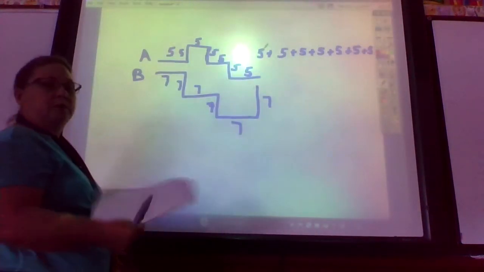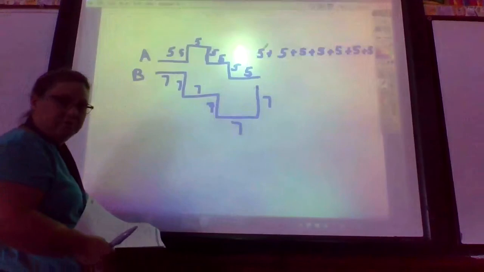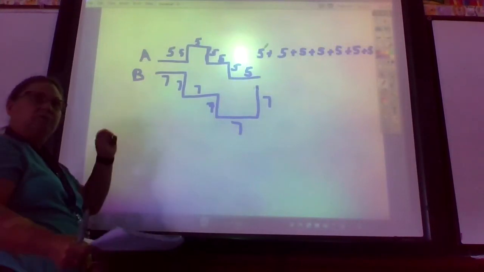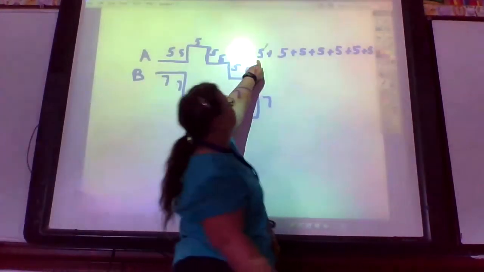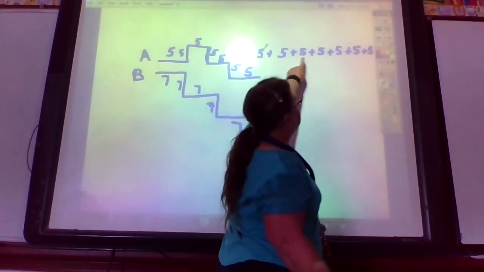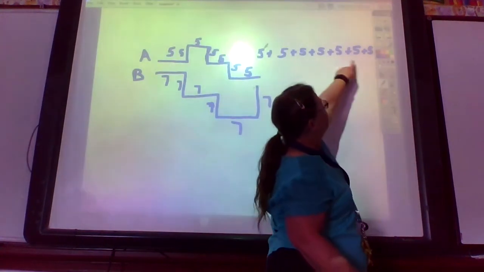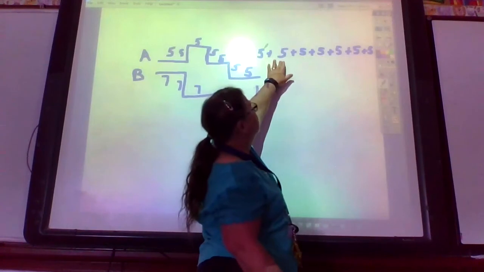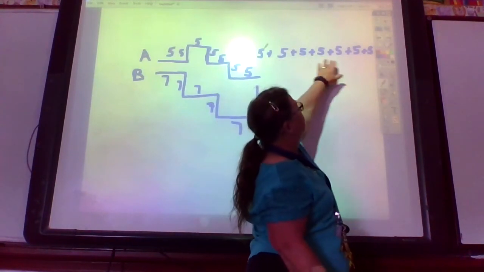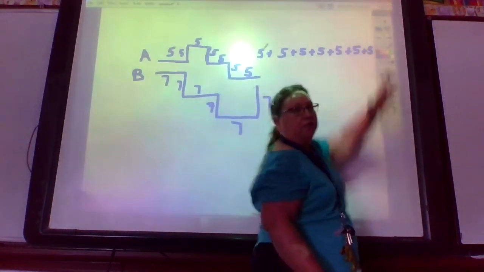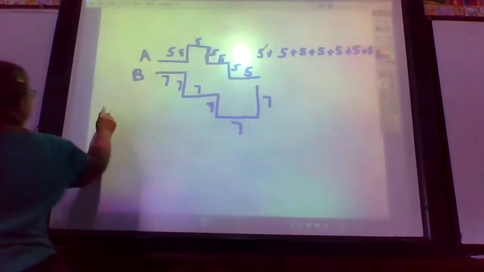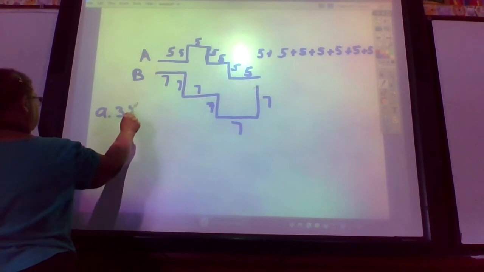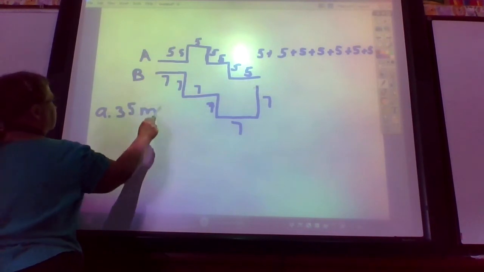Well, I'm smart, and I know you're smart. So let's count by fives. As we touch, we'll count by fives. 5, 10, 15, 20, 25, 30, 35. Let's do that again. 5, 10, 15, 20, 25, 30, 35. So line A is 35 meters. Okay?